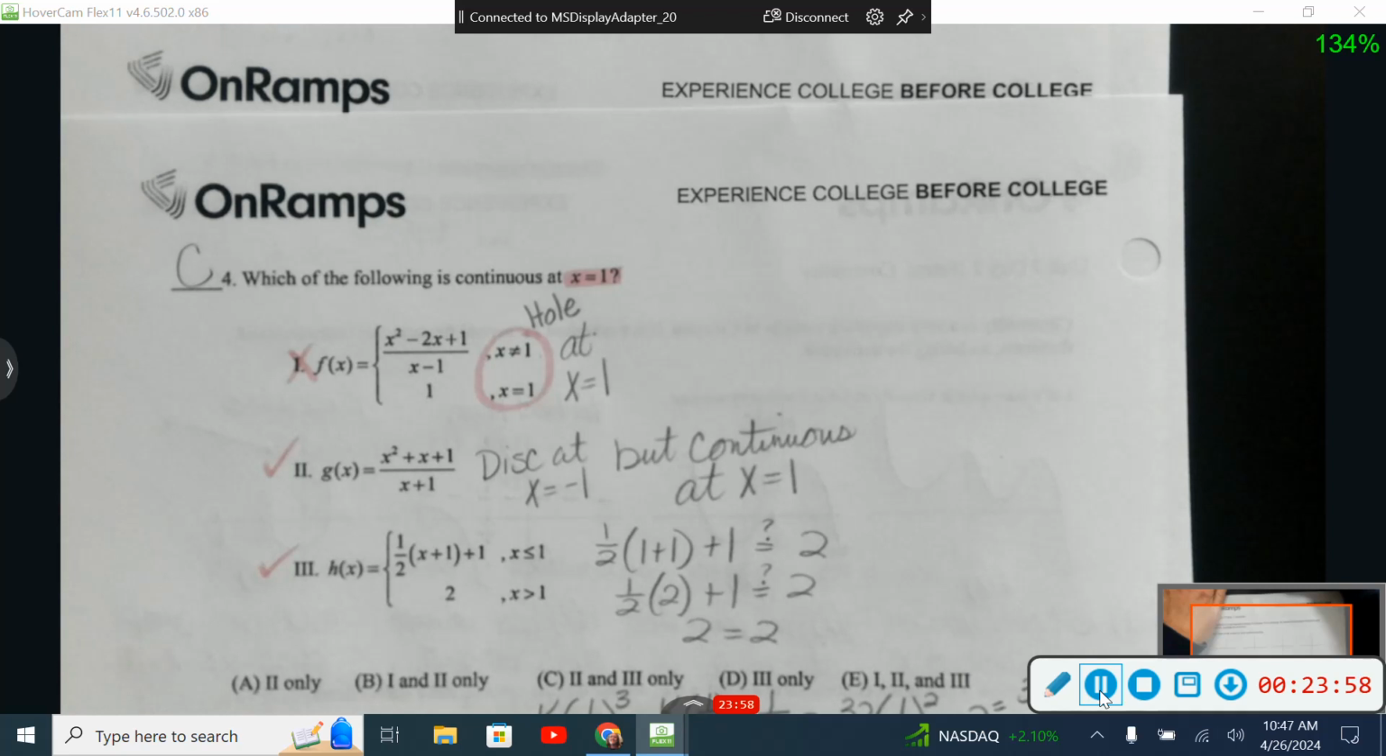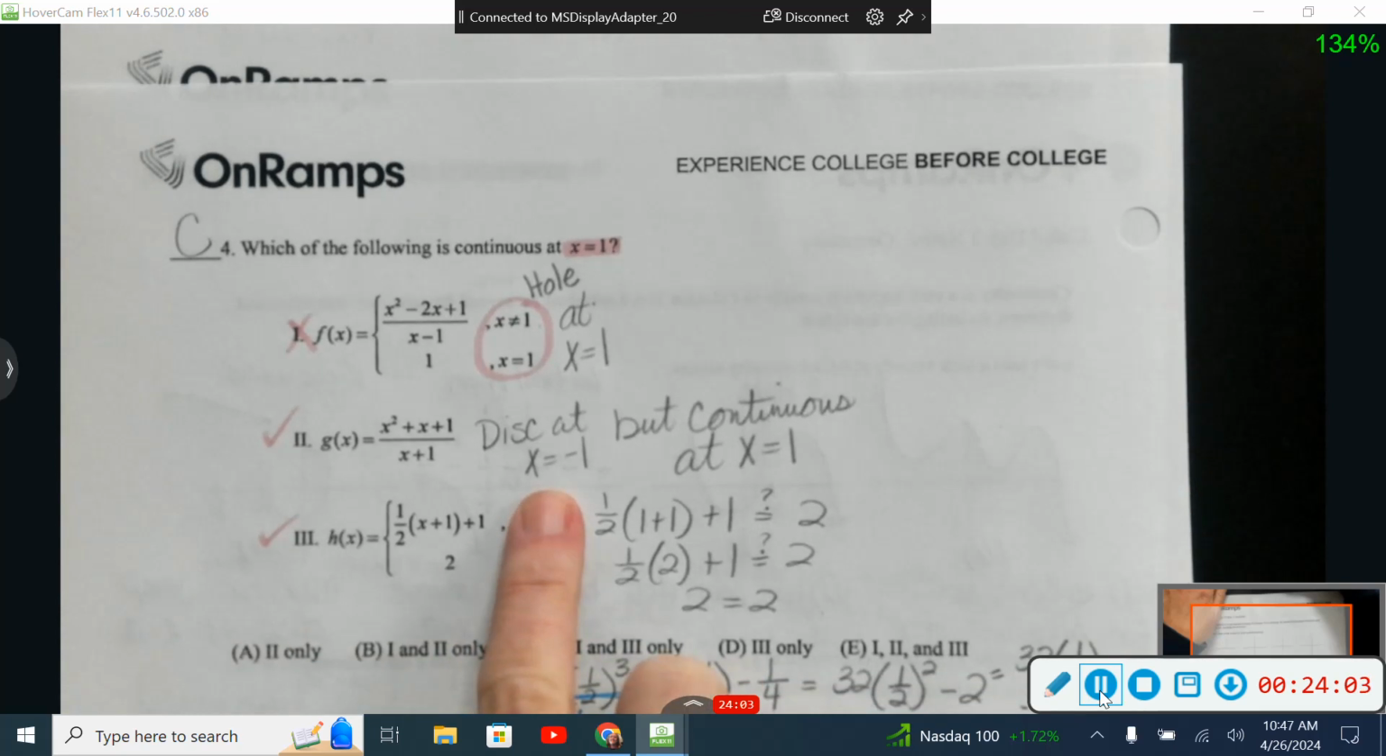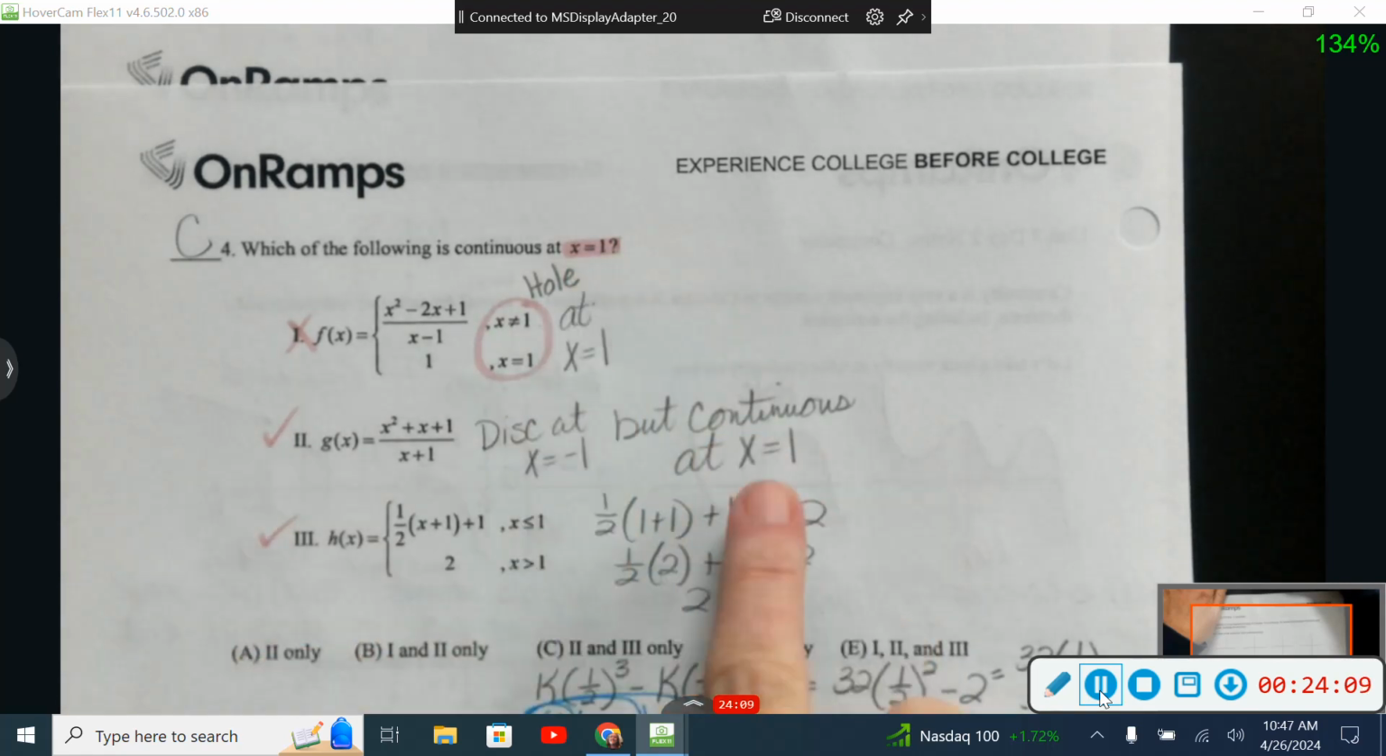On the second one, I've got either a hole or a vertical asymptote happening where x is equal to -1. So this one is discontinuous at -1, but the question was asking me about +1. So it's discontinuous at -1, but it is continuous at +1. So we'll go ahead and say that yes, that one is true. That one is continuous where x is equal to 1.